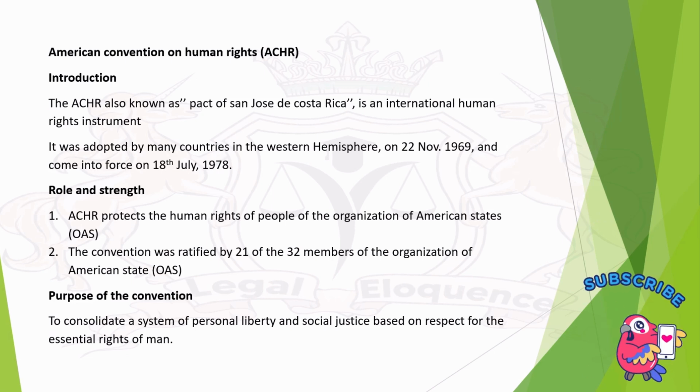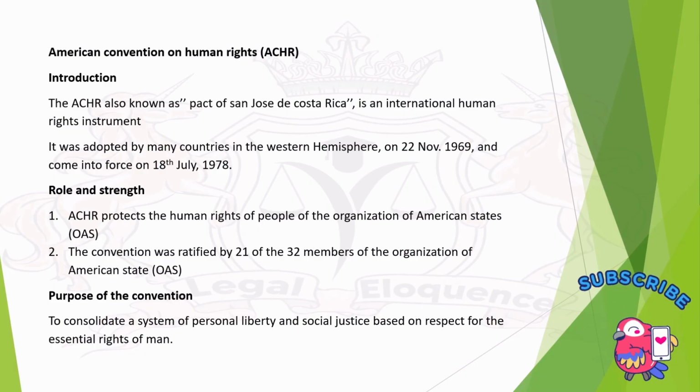American Convention on Human Rights. The ACHR, also known as the Pact of San Jose de Costa Rica, is an international human rights instrument. It was adopted by many countries in the Western Hemisphere on 22 November 1969 and came into force on 18 July 1978. Role and strength of ACHR: it protects the human rights of people of the Organization of American States. The convention was ratified by 21 of the 32 members of the Organization of American States.